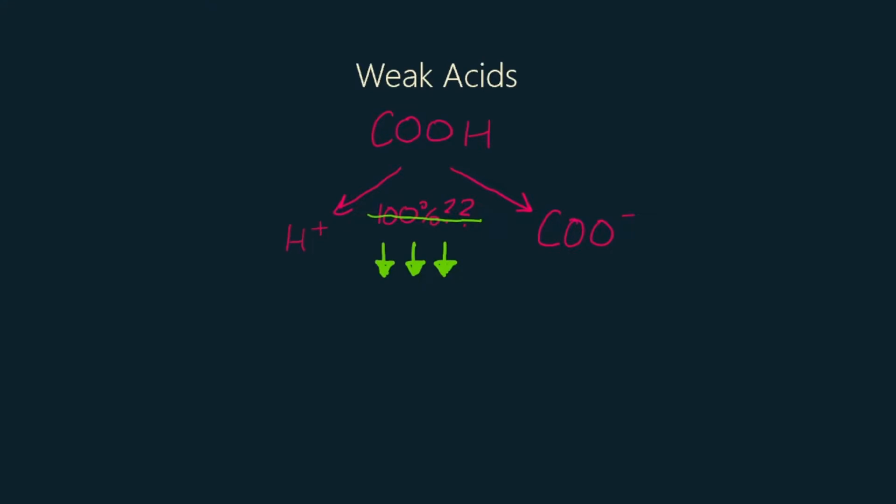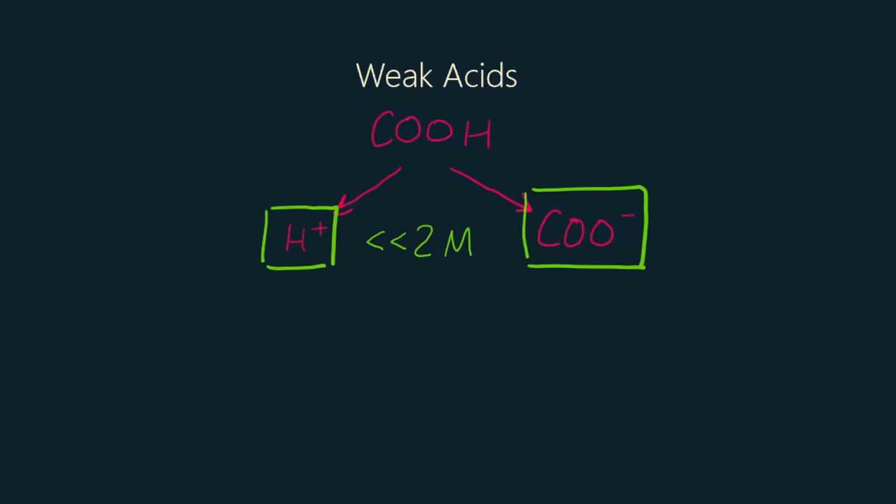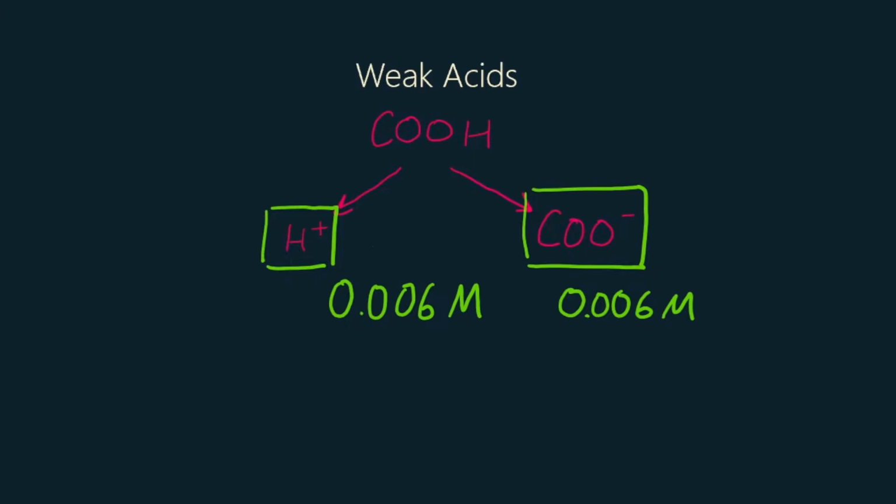But what about weak acids, such as acetic acid? It turns out that they have very low dissociation. So for example, if we start with 2 molars in water, the concentrations of the dissociated parts are way lower. Specifically, it will be 0.006 molars. And I know this because of this thing for weak acids called the Ka.